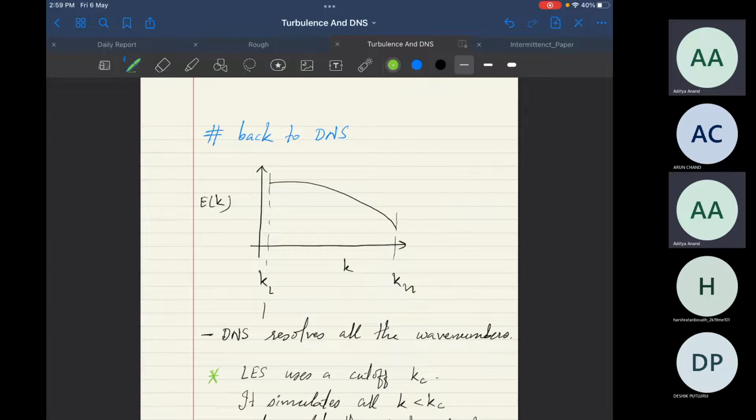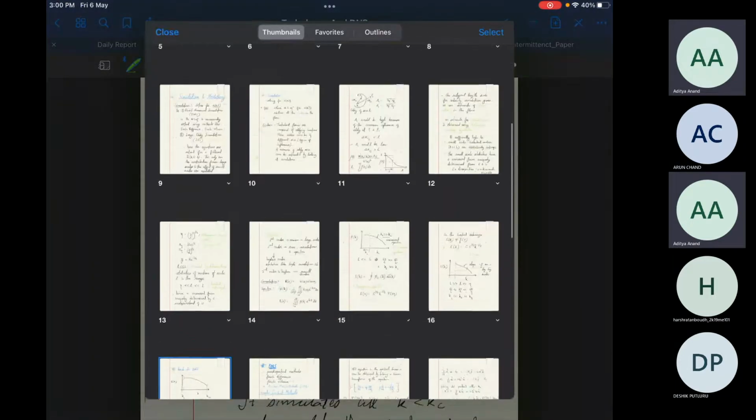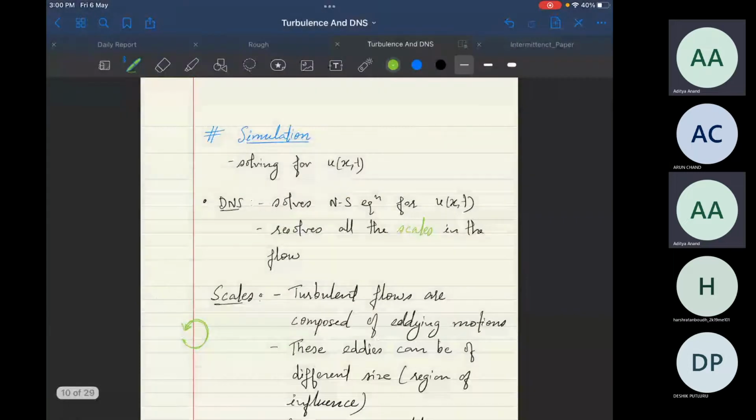Okay, so we were talking about DNS when we started talking about scales. So we said that your DNS can resolve all the scales that are there in the flow. We started discussing what scales are so that you would have an understanding of them. And how many scales do you have? You have from the large scales, the integral length scales, to the smallest ones, which are of the order of Kolmogorov length scales. DNS can resolve all of them.